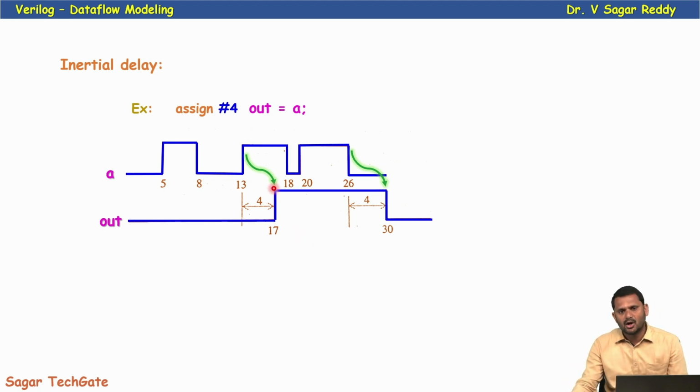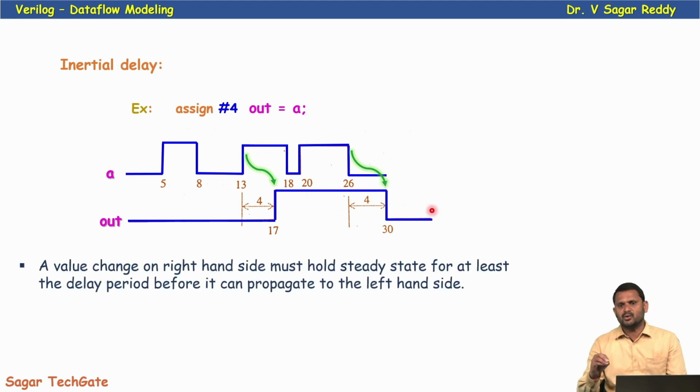Now see in this case, the input changes from 1 to 0 at 18 and again changes from 0 to 1 at 20. What is the duration here? Only 2 time units. What is the delay here? 4. So we won't get this pulse. It is filtered out. The output remains the same. Clear? Now here the input changes 1 to 0 at 26. We add a 4 time unit delay, at 30 the output goes 1 to 0. I hope you understand.